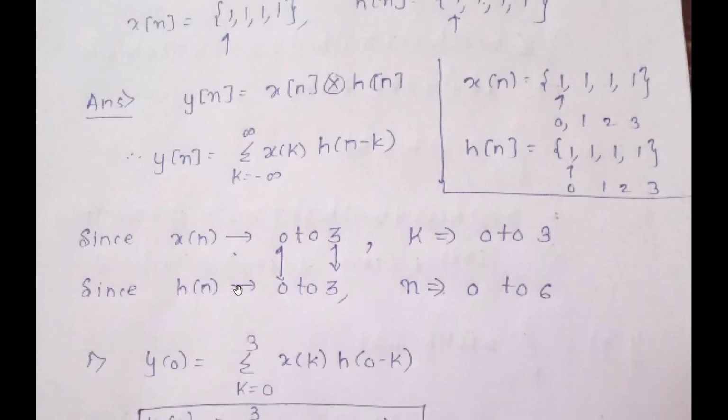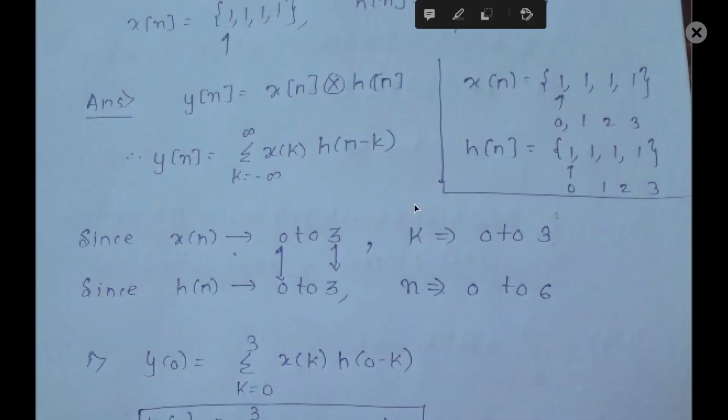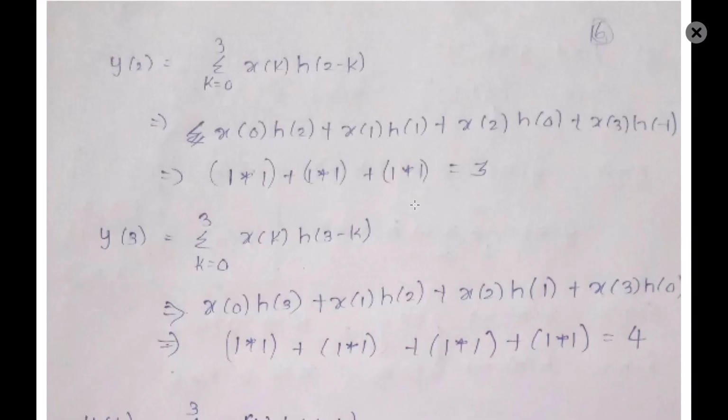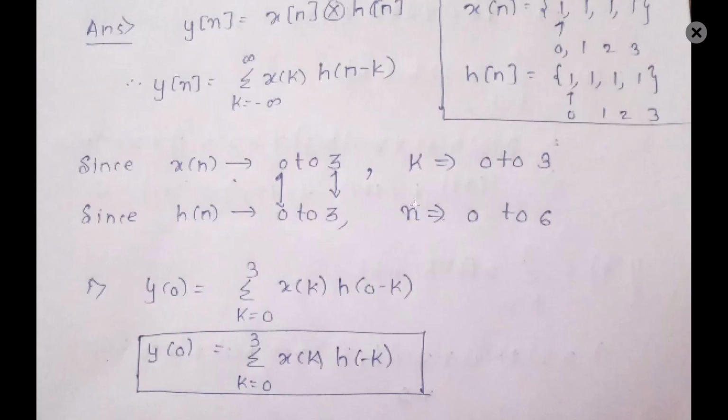That is, the n value goes from the minimum index of x of n and h of n, which is 0 and 0, hence 0 plus 0 is 0. And the maximum value is basically 3 plus 3, which is 6. Hence we have k from 0 to 3, that is the index value of x of n, and the n value is the sum of the minimum indices of x of n and h of n and the sum of the maximum indices of x of n and h of n. I hope I'm very clear to you.